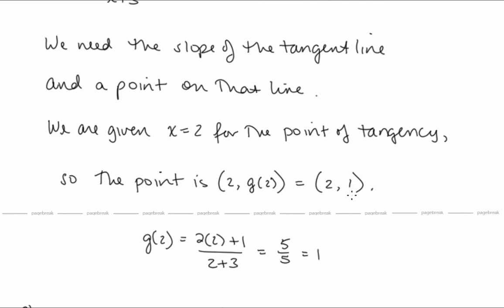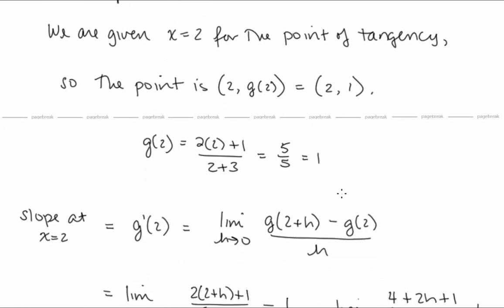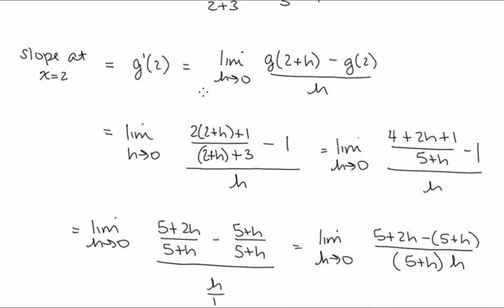Now we need the slope of the tangent line, and so that's going to be g prime of 2. So we're going to set up our limit as h goes to 0 of g of 2 plus h minus g of 2 over h. So our function g of x is 2x plus 1 over x plus 3, so we're plugging in 2 plus h for x. So we have 2 times 2 plus h plus 1 in the numerator and 2 plus h plus 3 in the denominator. And this is minus g of 2, which we evaluated as 1, all over h.